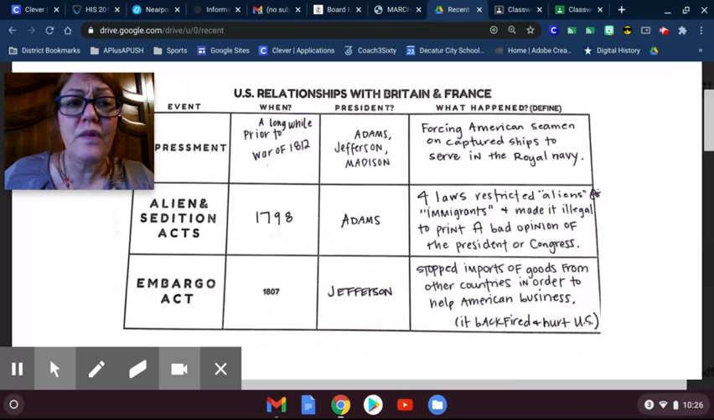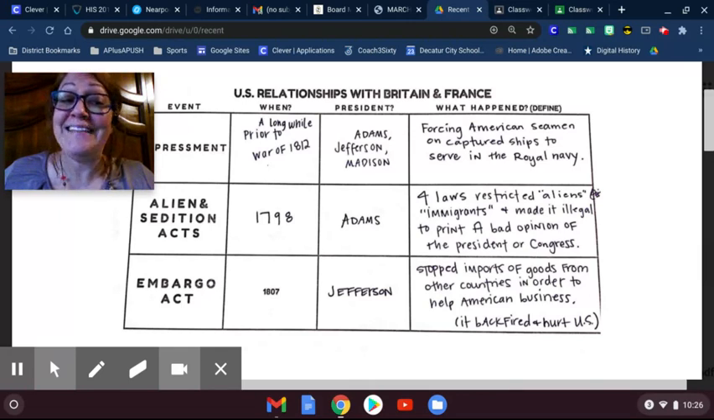So this was a very big deal to Americans. The Alien and Sedition Act, 1798. President John Adams will issue this. It basically is four laws. Overall, it restricts aliens at this time. That's just a term for immigrants, people from another country. And it made it illegal to print a bad opinion of the president or Congress.